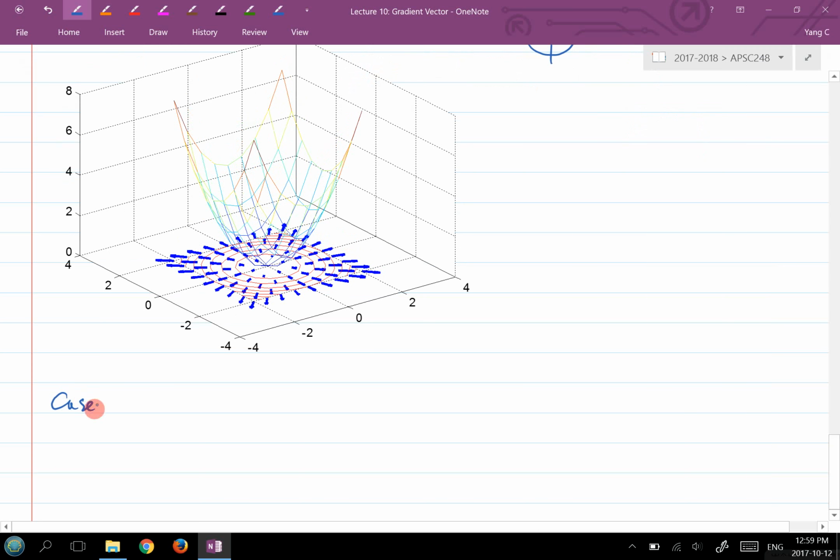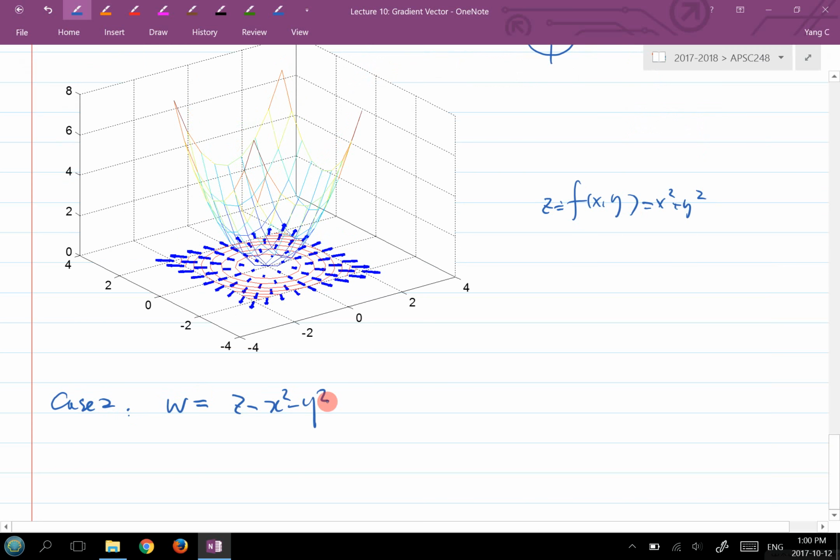Let's look at the second case. What's the first case? The first case we dealt with this. Now for the second case, I'm going to deal with this one here. Let w equal to z minus x squared minus y squared. So this is the second case.